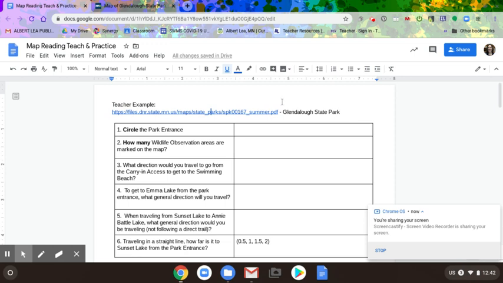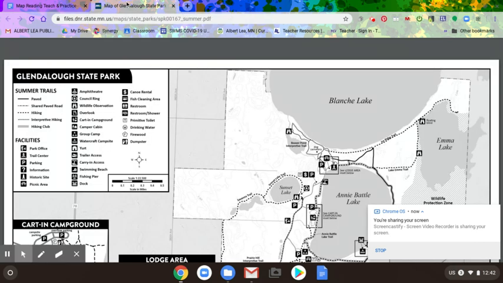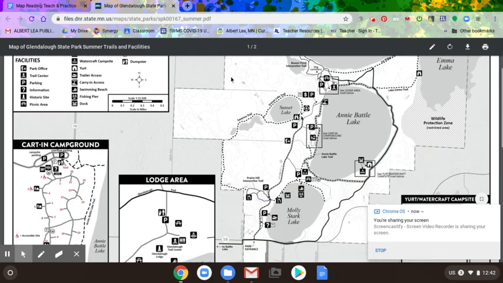I'm going to walk you through how to answer these questions when reading a map. So we're going to use this example for Glendo State Park. And if you want to know where that's at, you can look it up from the DNR site. But this is the map that we have here.